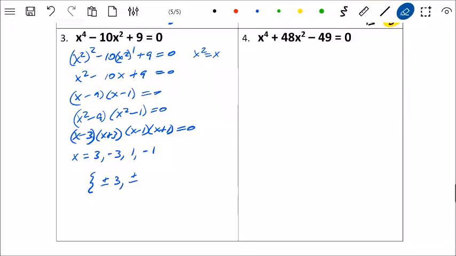Actually, I should put the smaller number first. Although I guess negative 3 would be, so it doesn't really matter. Just neat and orderly, so it's very clearly understood.